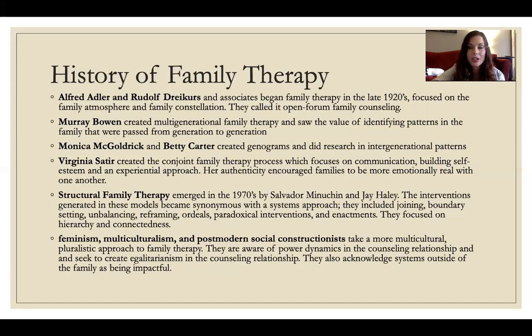And so they actually look at those intergenerational patterns and the heritability of certain issues in the family system. Monica McGoldrick and Betty Carter created genograms and did tons of research into intergenerational patterns based on Murray Bowen's model. And this is actually the first time I've seen in a textbook the focus on these women as being such pivotal researchers in the field of family therapy, which is a good sign because it means that our profession is becoming more inclusive and a little bit less sexist. So that's a good thing.